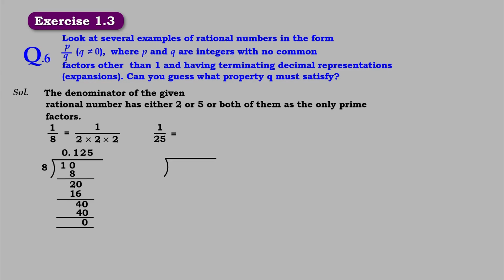So we got 0.125. Now let us take another number, that is 1 by 25. Same, do the division. So we got 0.04. This is also terminating.